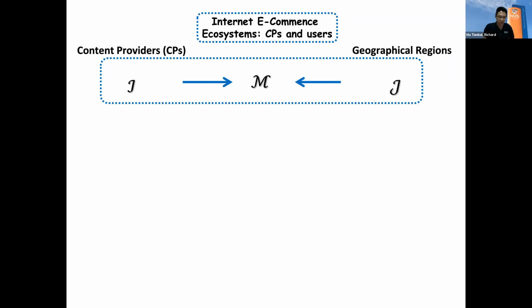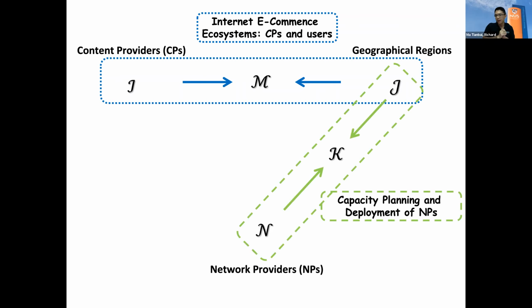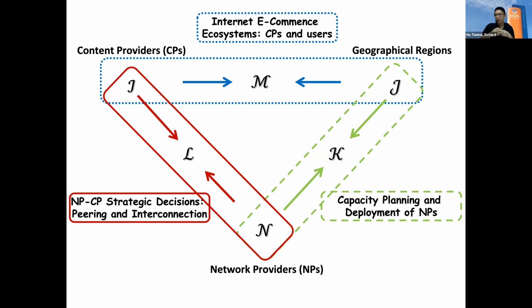But this whole system is built upon the internet transport infrastructure provided by the set of network providers, including the broadband ISPs, the content delivery networks, and so on and so forth. They make capacity planning and deployment decisions in different geographical regions to form the set of resources, right? These are the physical resources. And through the interactions between these network providers and with the content providers, they build interconnection links and form different routing paths. This forms the entire topology of the internet. And based on their peering agreements, this forms the set of routing paths for different content providers to route their traffic.